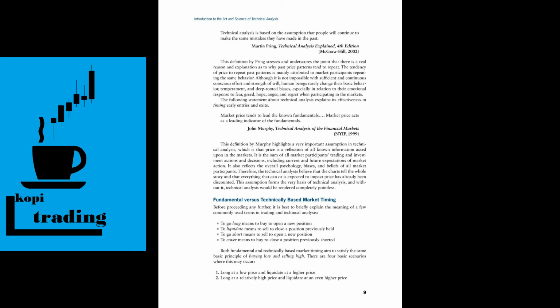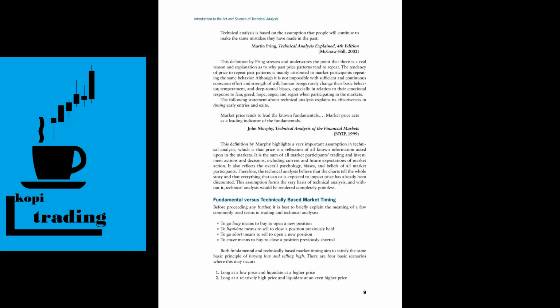This definition by Murphy highlights a very important assumption in technical analysis, which is that price is a reflection of all known information acted upon in the markets. It is the sum of all market participants' trading and investment actions and decisions, including current and future expectations of market action. It also reflects the overall psychology, biases, and beliefs of all market participants.